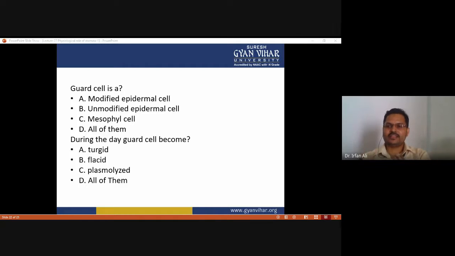When there is an isotonic condition, the concentration on the inner and outer side becomes equal, and water neither flows in nor flows out. So at this time the cell neither becomes turgid nor plasmolyzed. The cell is in a normal condition, so at this time we use the term flaccid. The condition is in equilibrium, because the concentrations of both solutions are equal. So the term is flaccid.